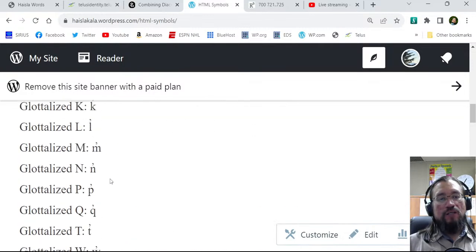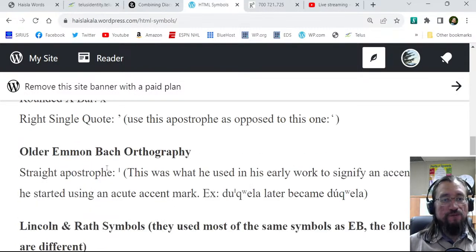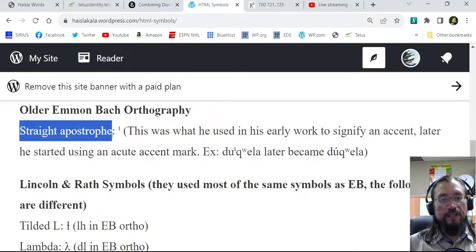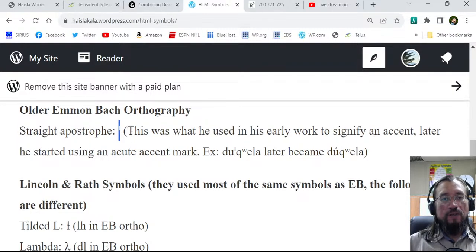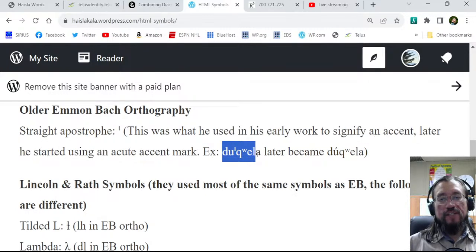So this is Emmon Bach's second orthography. This is the one he started using later. His first orthography, his older one, was different in the way that he signified accent placement. So he used what I call a straight apostrophe in his first writing system. So what I've written here is what he used in his early work to signify an accent. Later, he started using an acute accent mark. So this is an example of his first orthography, where the accent is signified by this straight apostrophe, and it comes after the vowel that is being emphasized.